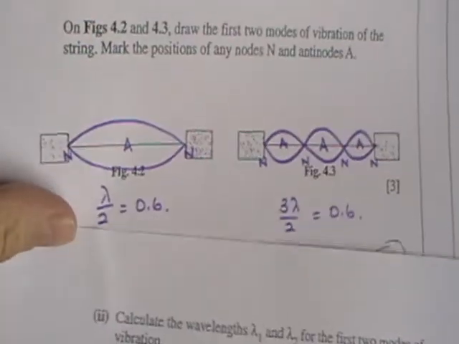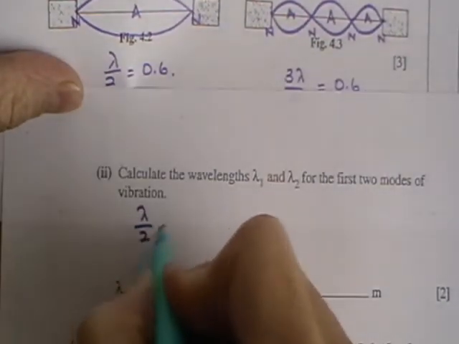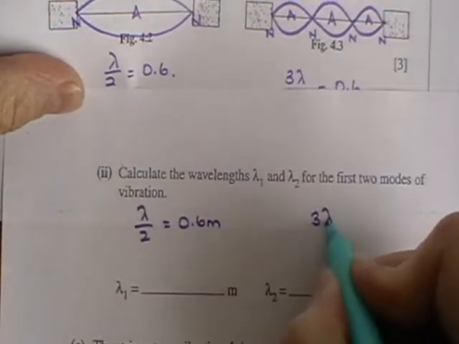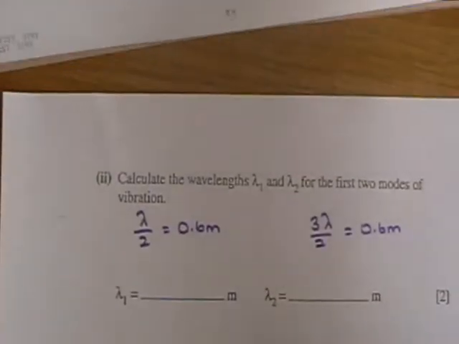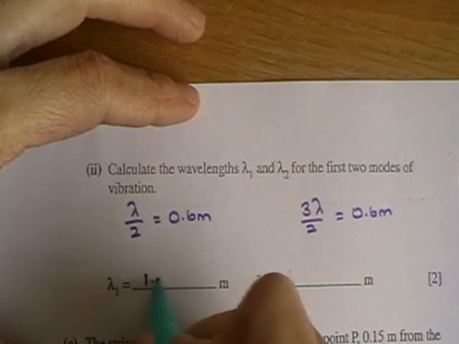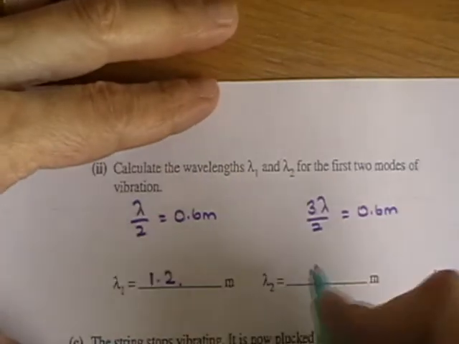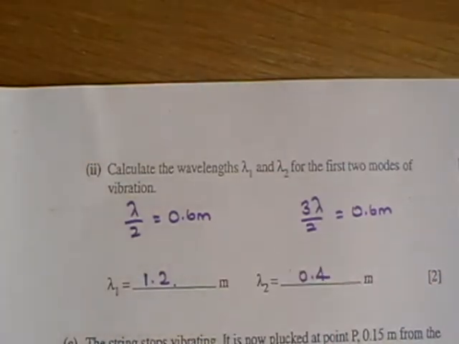So we transfer those over here. We have got lambda over 2 equals 0.6 meters and 3 lambda over 2 equals 0.6 meters. And that will give you a wavelength of 1.2 meters there, and then 2 times 0.6 divided by 3 is 0.4 meters for that one.